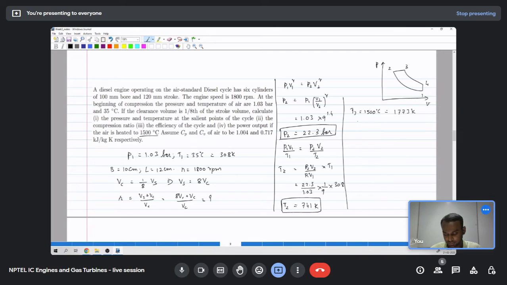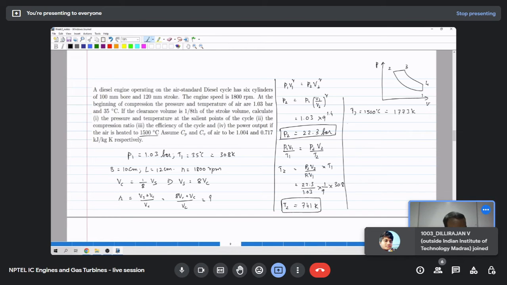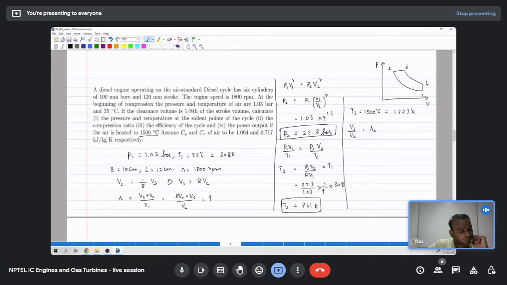Now I can calculate the pressure at point 3. Okay, sorry, pressure at point 3 is the same as pressure at point 2. But anyway, now I need to calculate the volume ratio, that is V3 by V2, which is the cutoff ratio, so that we can calculate the efficiency later. I think it will help in calculating the efficiency.